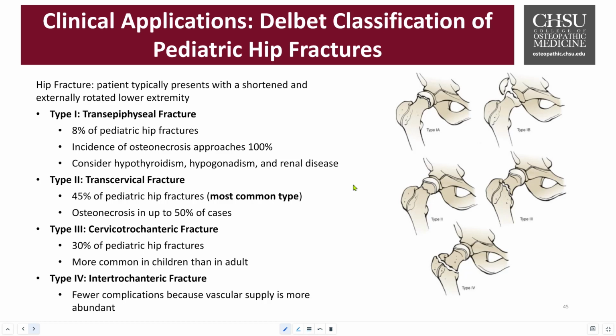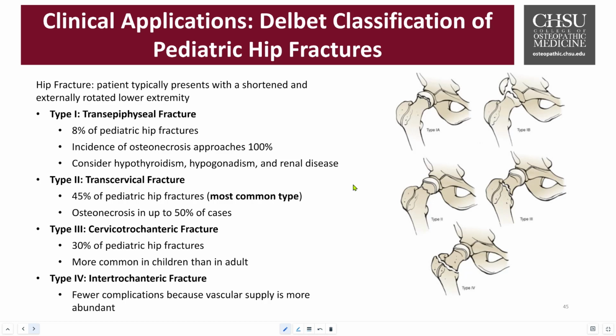Type 2 is called transcervical fracture. This one is the most common, making up about 45% of all the pediatric cases, and the complication here is osteonecrosis, which occurs in about 50% of the cases. Type 3 is called the cervicotrochanteric fracture. This accounts for about 30% of pediatric fractures. They're more common in children than adults, and it does have significant risk factors.